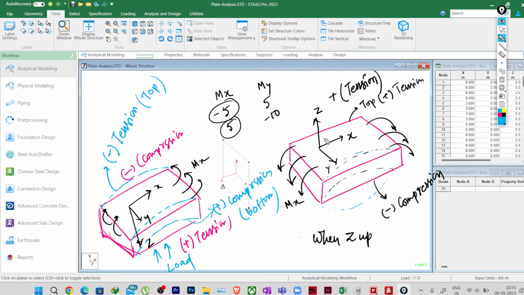Suppose z is up, then if the top face is under tension, tension will be positive. If it is under compression, compression will be positive, right? If z is downwards, then if the bottom face is under tension, tension will be positive. If the bottom face is under compression, compression will be positive. So whichever, tension or compression, that will be the positive value depending on the direction of the z.